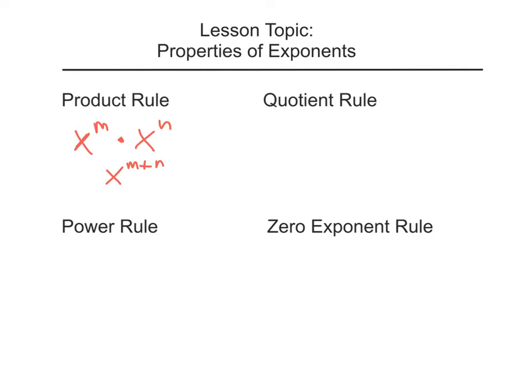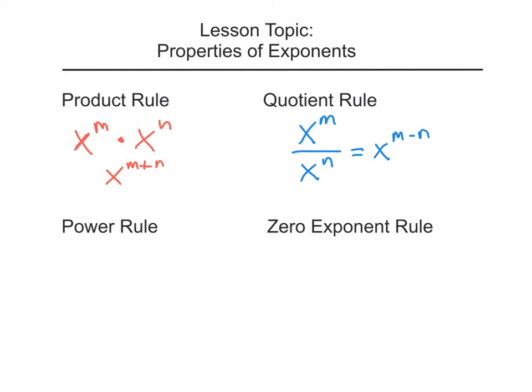The second rule is the quotient rule. Quotient means the answer to a division problem, so division here. The quotient rule is similar in that it says that if I have a base of x raised to a power, let's say m, and I divide that by something with the same base of x raised to the nth power, we can simplify this because they have the same base, we can keep the base, and then we can do m minus n.